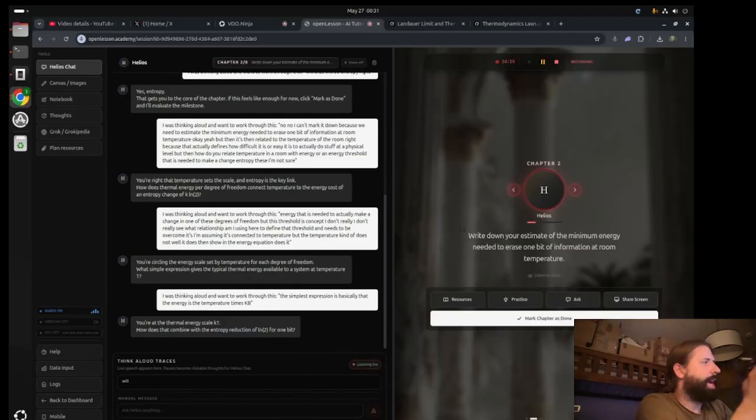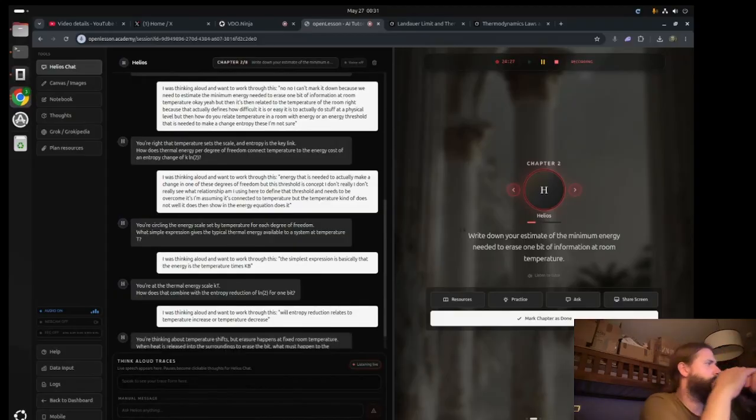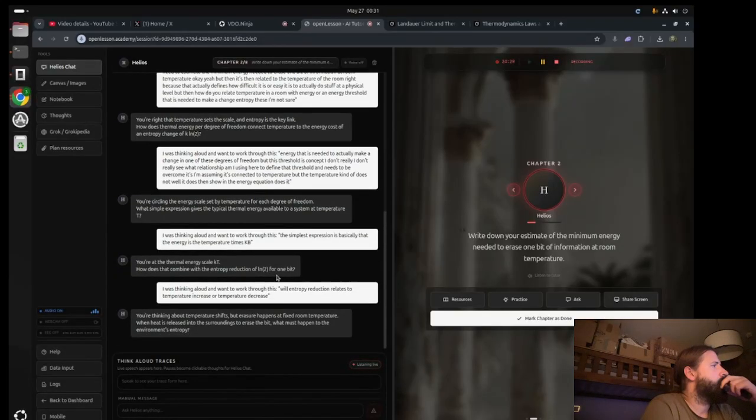While entropy reduction relates to temperature increase or temperature decrease. When heat is released into the surroundings, what must happen to the environment's entropy? Then it goes up.